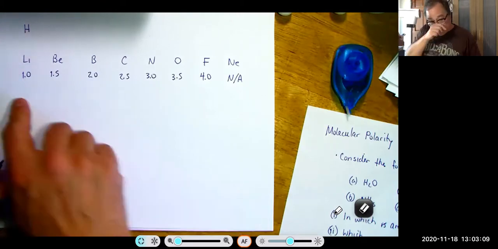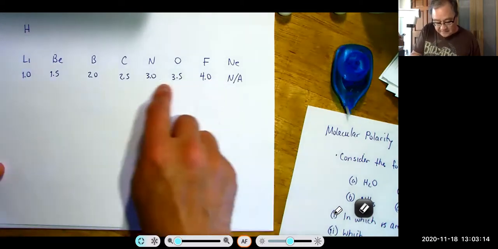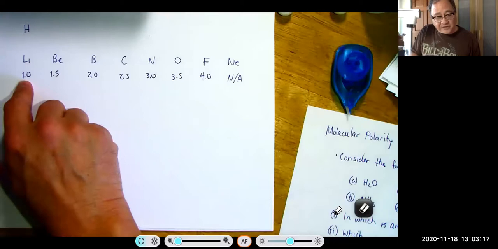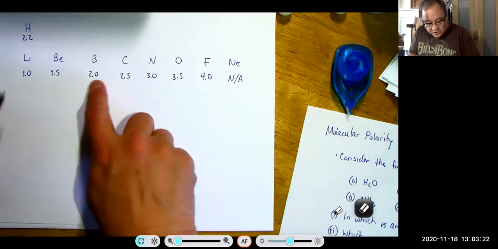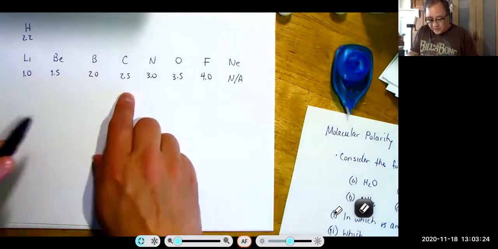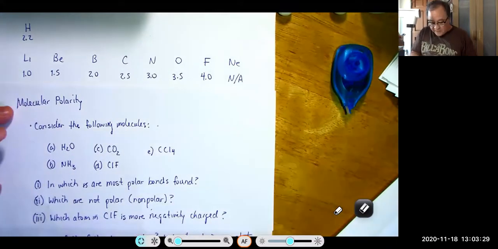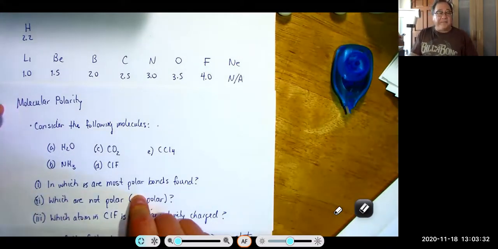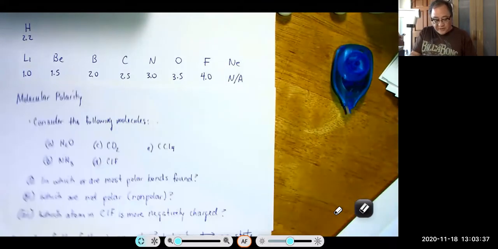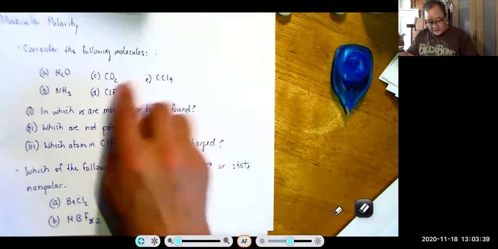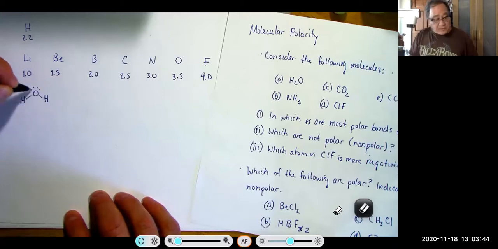So do you see how easy these are to remember? What do they drop by? They drop by half each time. Hydrogen is a 2.2. So that means it's more electronegative than boron, but less than carbon. So you should memorize those. When they talk about the most polar bond, they mean the biggest difference in electronegativity. Now, to be able to do this, you actually have to have the structures of each of these. So I'm going to draw those really quickly. And I'm drawing the molecular geometry.